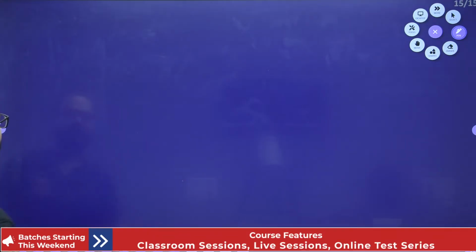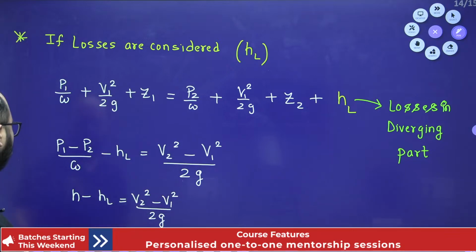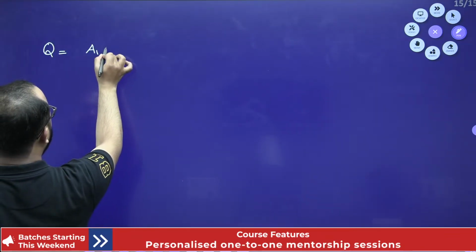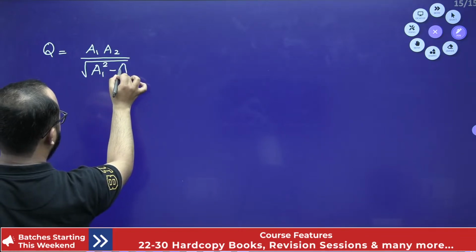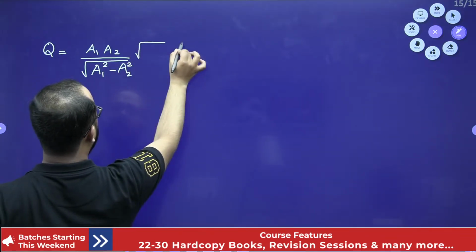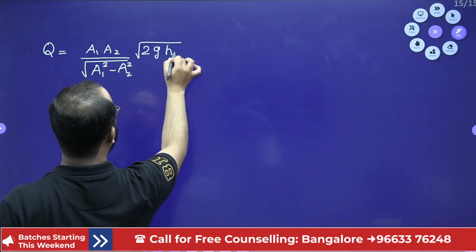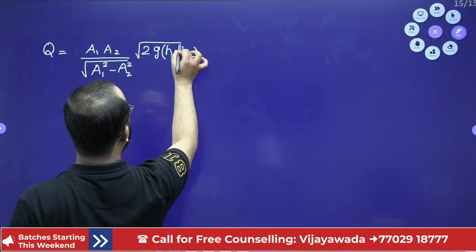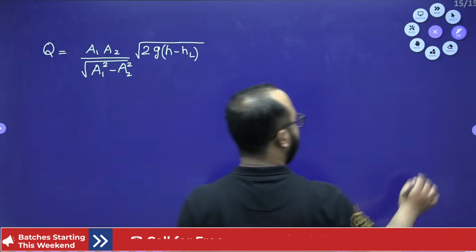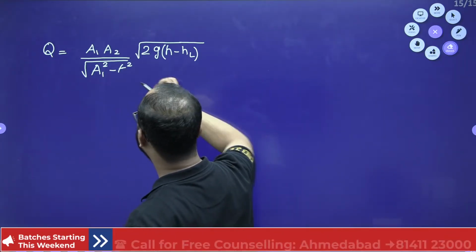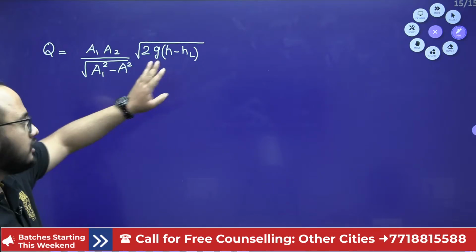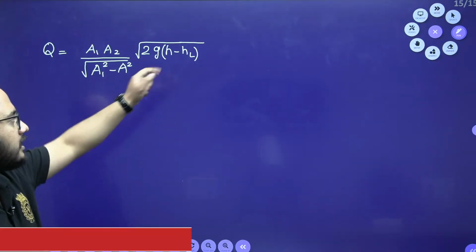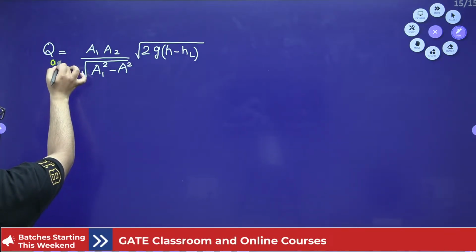Now from this, again I will replace V2 and V1 with the discharge. So finally you will have this, with A1 square minus A2 square. Remember this point. So we have written the value of the discharge here, considering the losses also, HL. What does it represent? The actual discharge, not the theoretical one, because we have considered the losses.